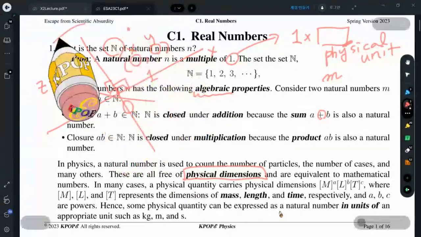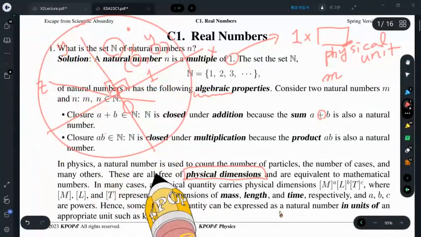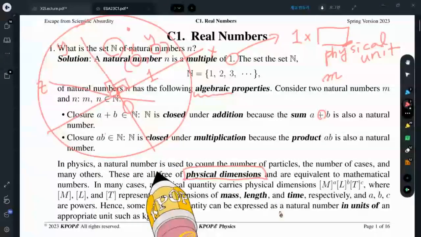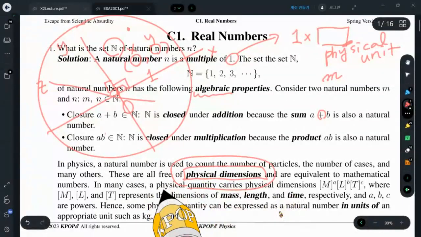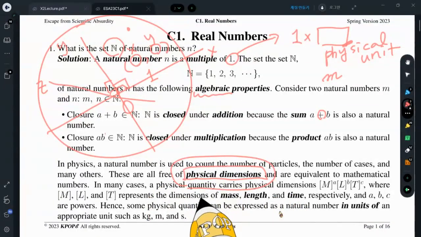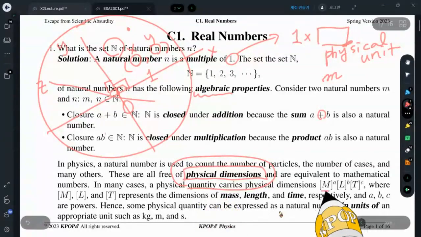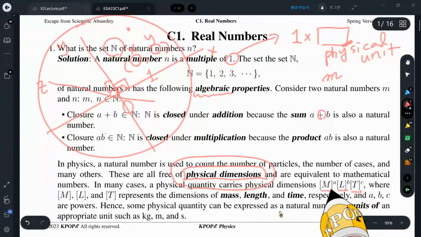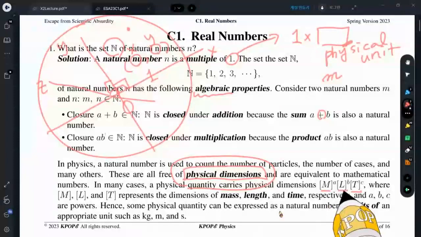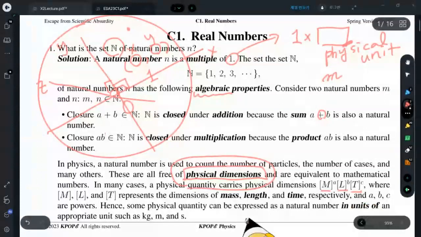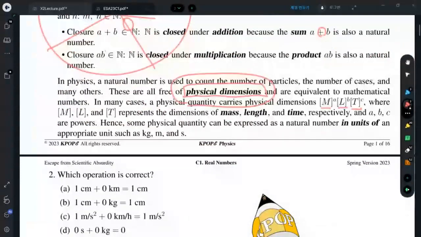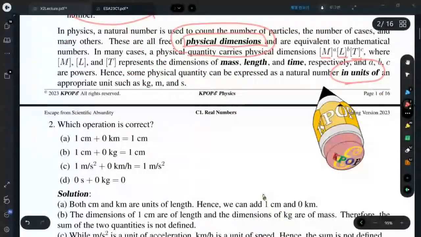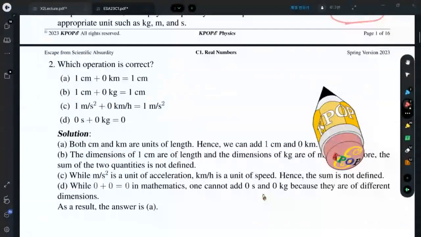And in physics, we have this mathematical dimension as well as the physical dimensions. Any physical quantity has its own dimensions, and its dimensions are expressed as a product of powers of mass, length, and time. Remember. So we require some unit to represent the physical quantity.